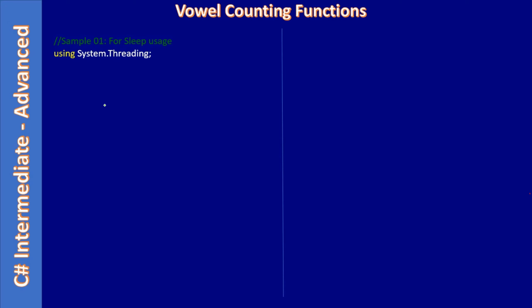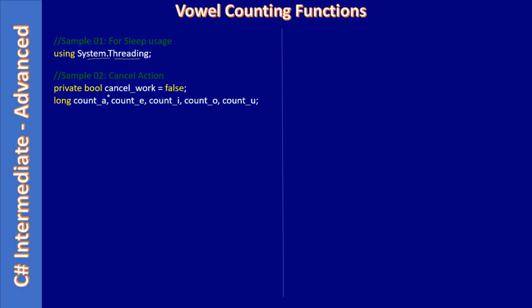So first let us look at the vowel counting. Here we included System.Threading by making use of the using directive. Then we declared a boolean variable cancelWork, which is initially assigned to false. Then we have the count meters countA, E, I, O, U. We know that our application has 5 text boxes, right? So those text boxes will read the counters from these variables.